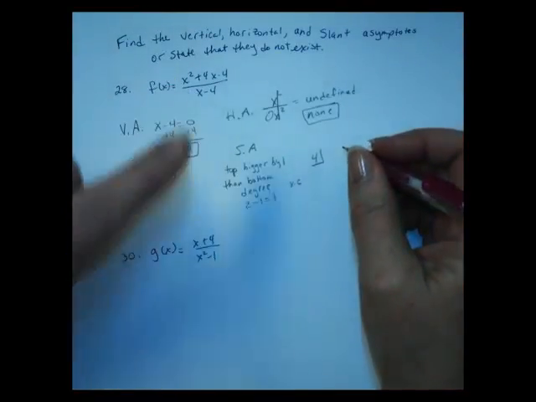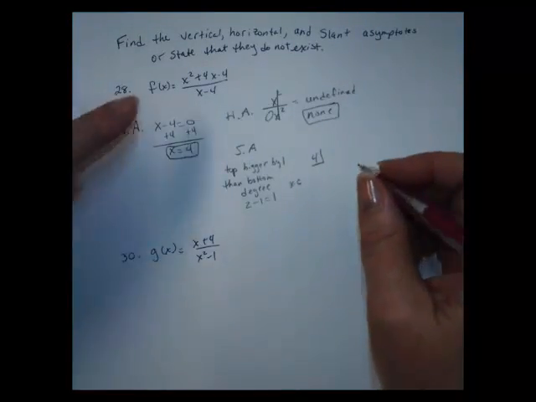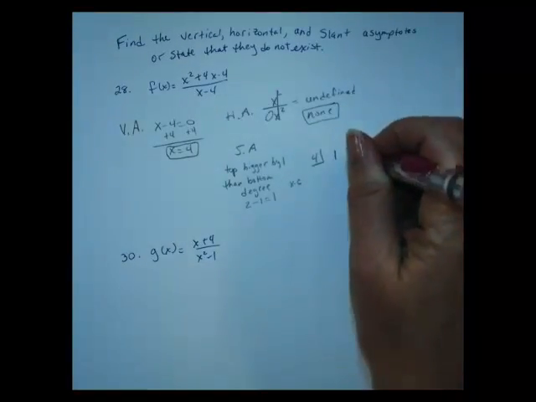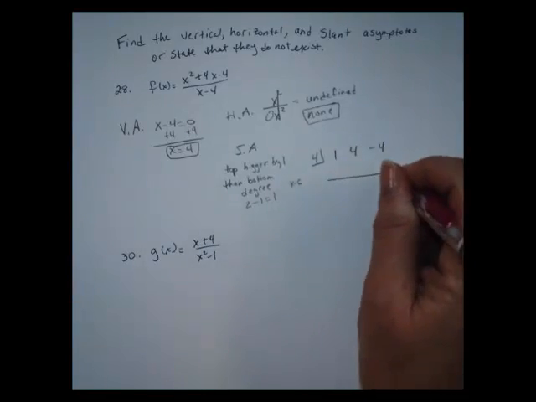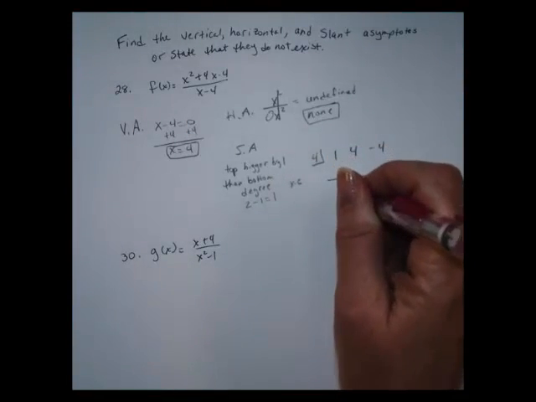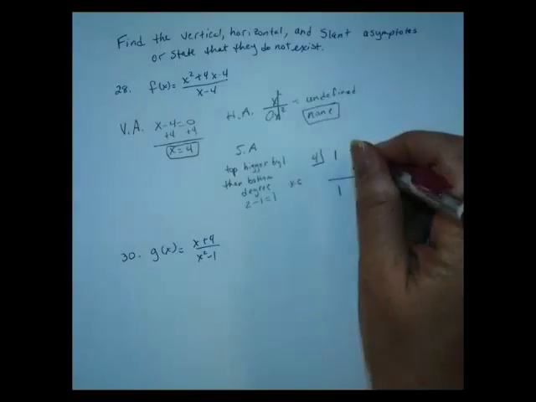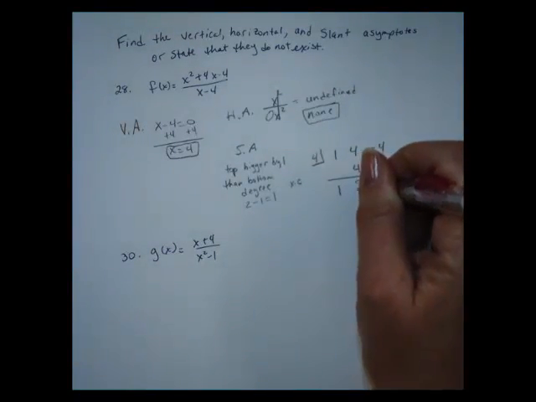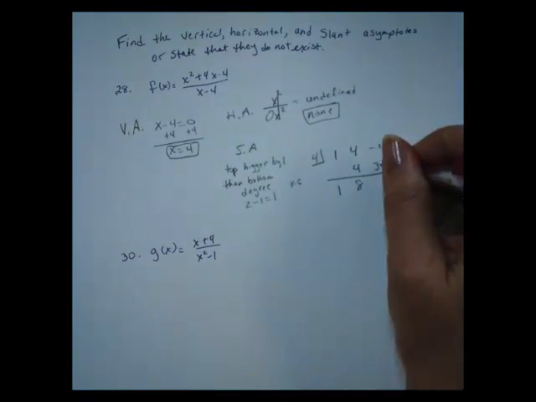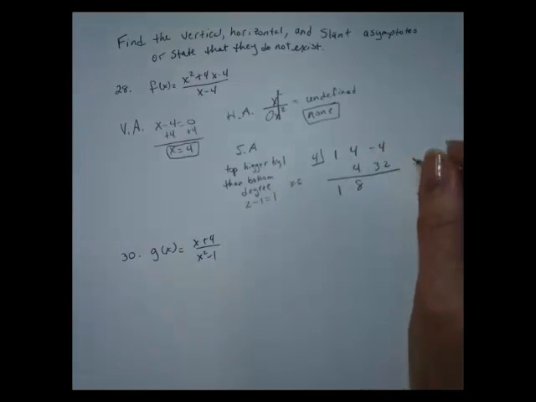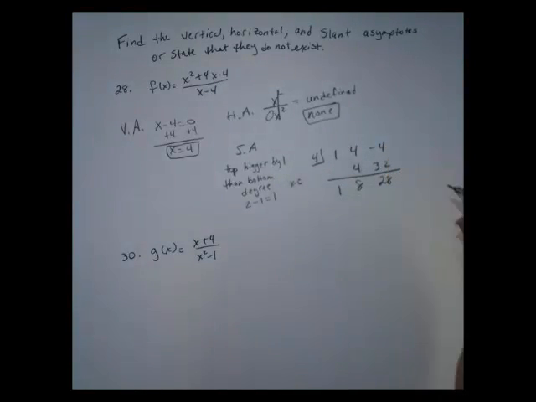So pulling our coefficients at the top, we've got 1, 4, and negative 4. So bring down our 1. 1 times 4 is 4. 4 plus 4 is 8. 8 times 4 is 32. Negative 4 plus 32 will get us 28.